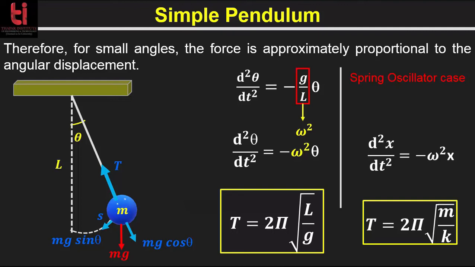So now by comparing this equation for the simple pendulum case with the spring oscillator case, we can immediately write down an expression for theta, which is the angular displacement of the pendulum, and theta will be equal to theta 0 into cos of omega t plus phi, where theta 0 is the angular amplitude of the oscillation.